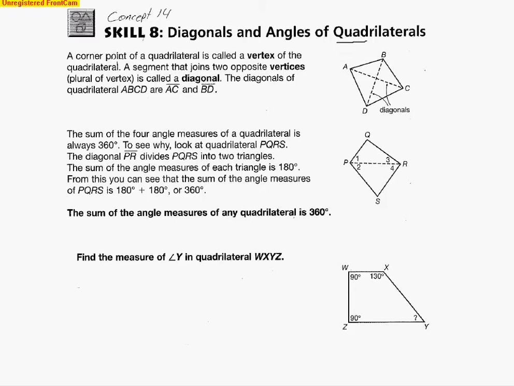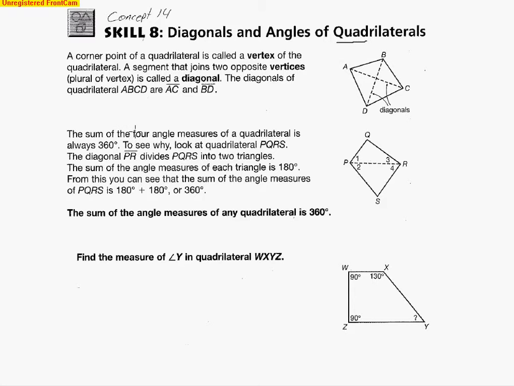A corner point on a quadrilateral is called a vertex. That's what we see here. There's a vertex at A, B, C, and D. And a segment that joins two opposite vertices, vertices being the plural for vertex, is called a diagonal. That's what we see here, A to C and B to D. And the diagonals of those are, again, just B to D and A to C.